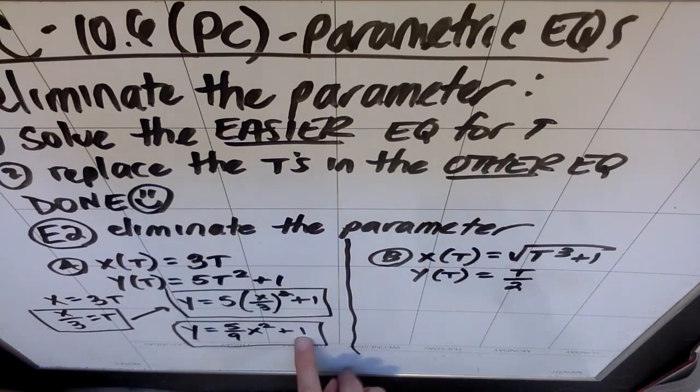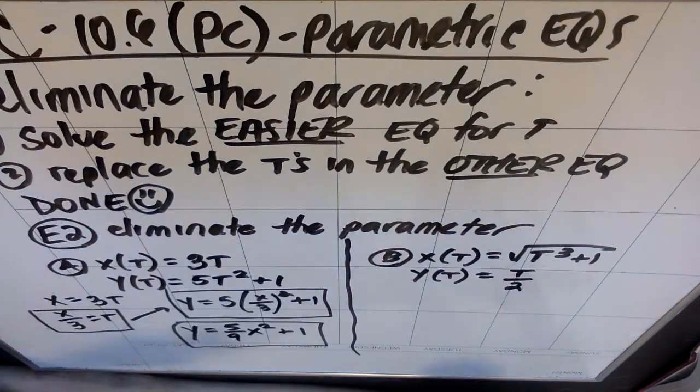Whether you're asked to simplify or not is mostly going to depend on what a specific teacher asks of you. Most of the time, I'm not going to make you simplify. You have eliminated the parameter at this step. You followed instructions. Now, in part B, my y equation is going to be the easier one.